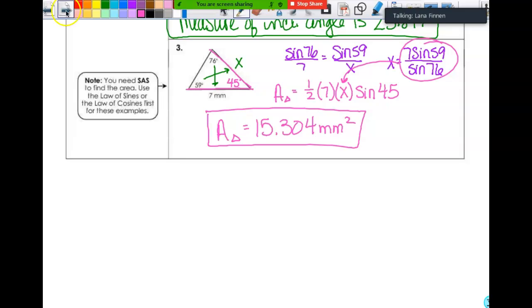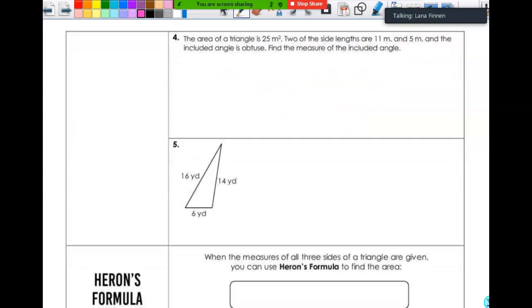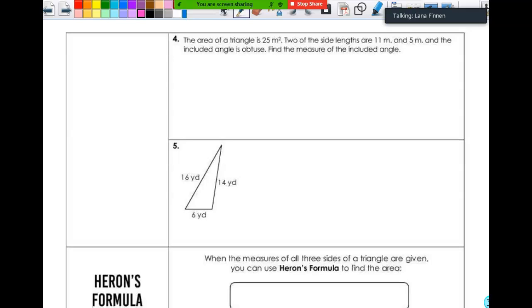All right, then let's look at the next one. It says the area of a triangle is 25 meters squared. Two of the side lengths are 11 and 5, and the included angle is obtuse. Find the measure of the included angle. All right, so my triangle, 25 meters squared, 11 and 5. Looking for the included angle right there.